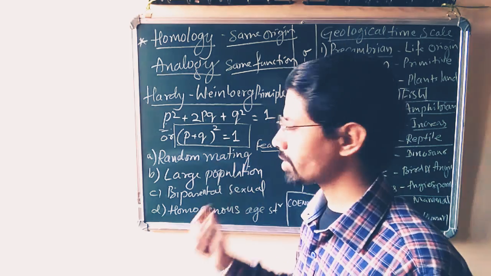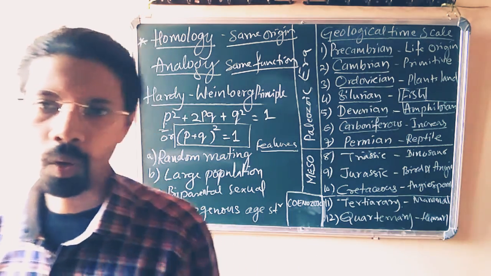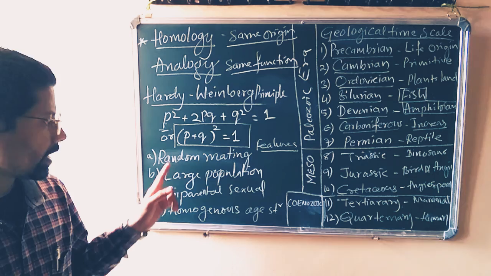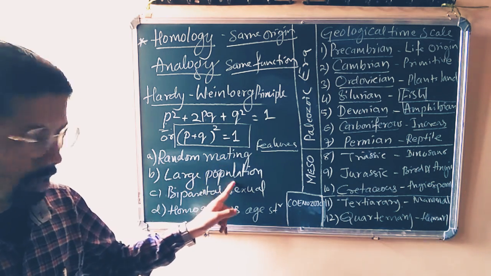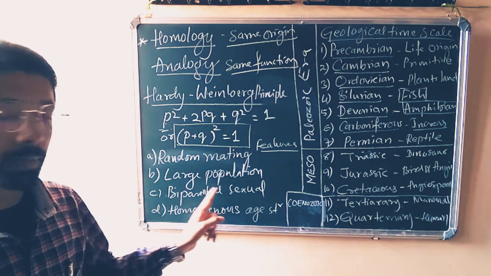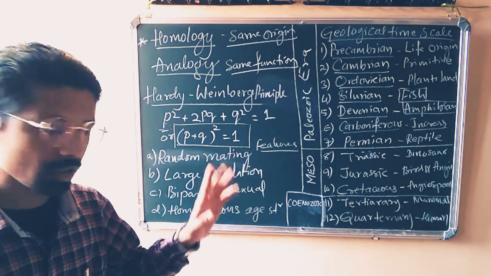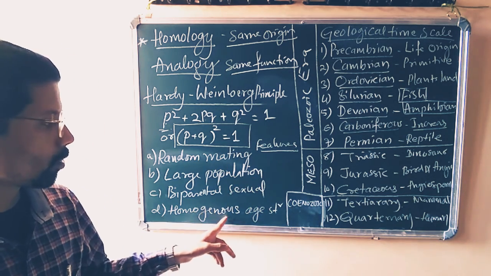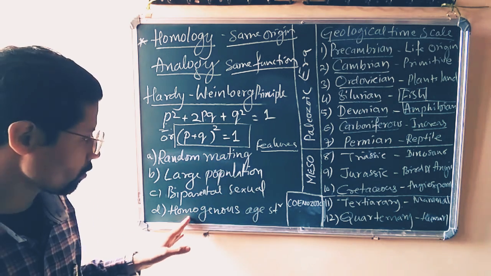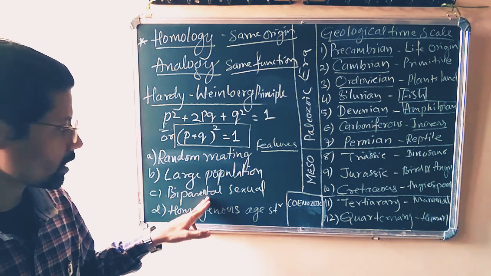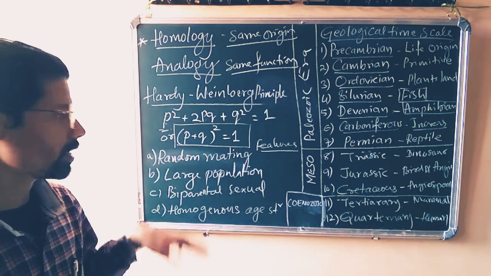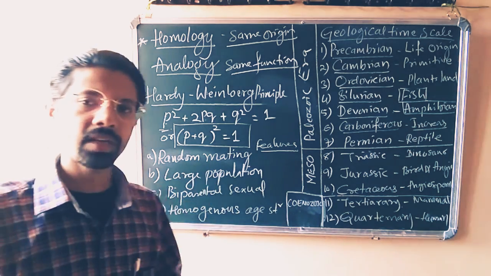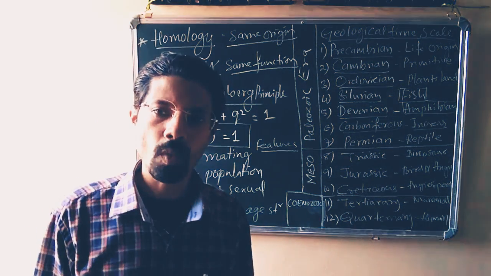Now where does Hardy-Weinberg's equilibrium hold and how does it function there? It can only be seen in a randomly mating population, in a large population, and in a biparental population where sexual reproduction is seen and they have a homogeneous age structure. When there is a homogeneous age structure, biparental and sexual reproduction, a large population, and a random mating process, only then does Hardy-Weinberg's law of equilibrium work.